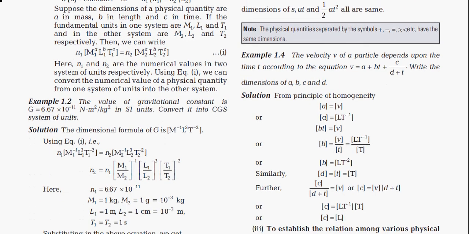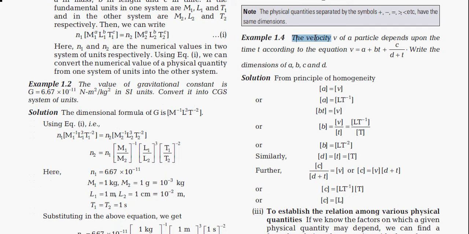Let's see one problem. The velocity v of a particle depends upon the time t according to the equation v is equal to a plus bt plus c upon d plus t. Dear friend, here v is the velocity and a, b, c, d are constants. We need to find the dimensions of a, b, c, d, so we need to find the dimension of these values.